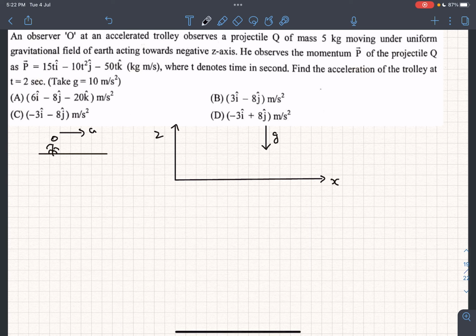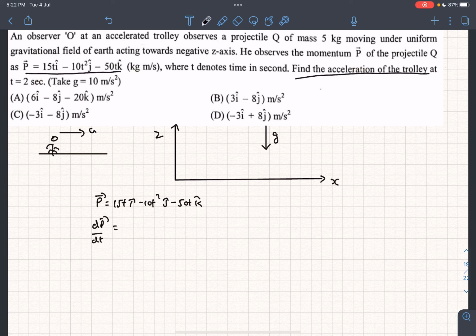So this guy on the accelerated trolley observes a momentum p of the particle to be this. We have to find the acceleration of the trolley at t equal to 2 seconds. The momentum vector is given to be 15t i cap minus 10t squared j cap minus 50t k cap. If I differentiate this vector, dp by dt, we'll get the force observed by this man on the trolley, and that would be 15 i cap minus 20t j cap minus 50 k cap.